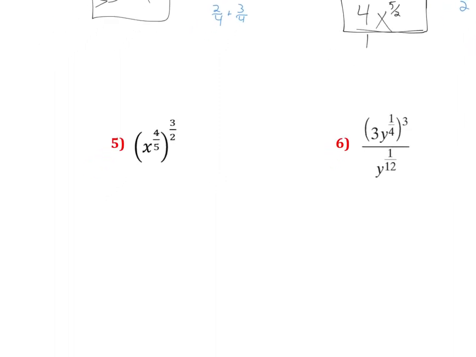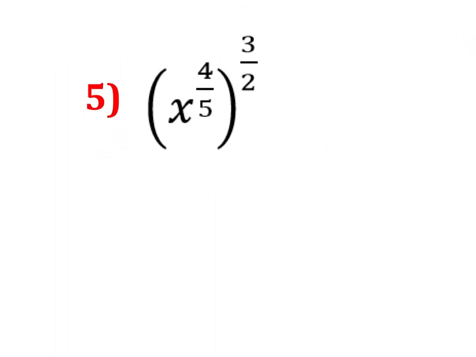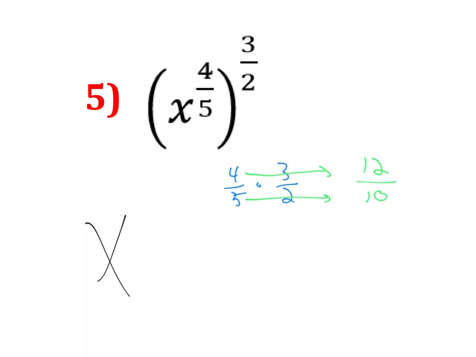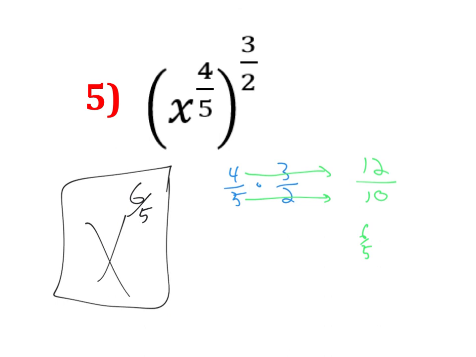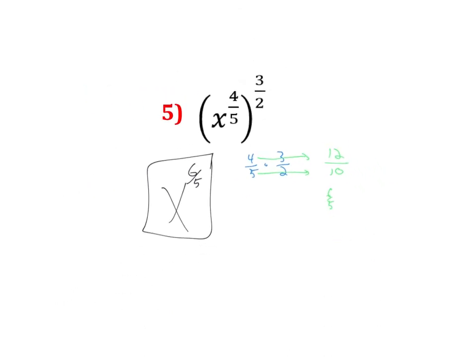All right, number 5. We have x to the 4/5 power raised to the 3/2. So my base is x, and I need to figure out what is 4/5 times 3/2. Well, fortunately, multiplying fractions is much easier. You just multiply straight across. 4 times 3 is 12. 5 times 2 is 10, so 12 over 10. And that, of course, can reduce down to 6/5. So I'd have x to the power of 6/5. And we'll learn more what those fraction exponents mean here in a little bit.